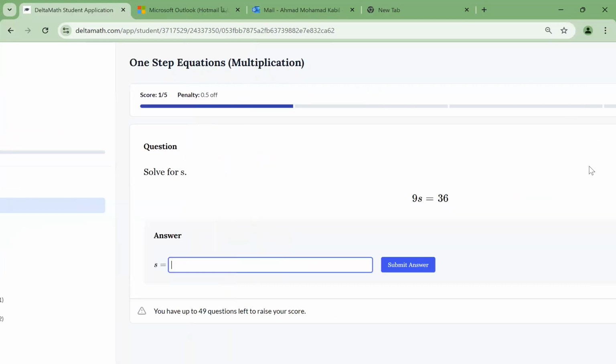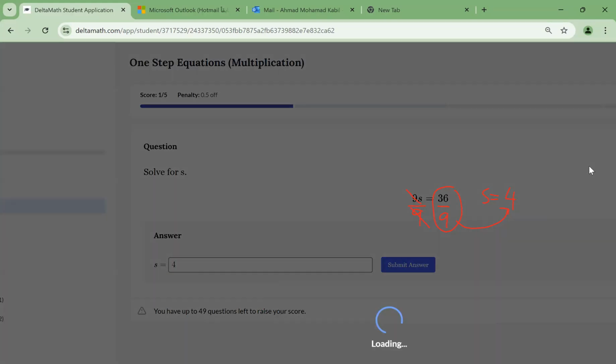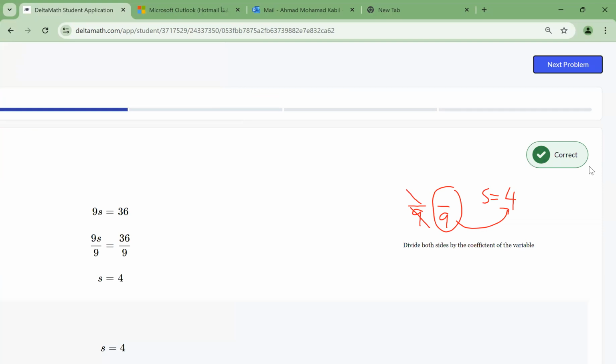Here we have 9s equals 36. So in order to isolate the s, we need to divide both sides by 9. Therefore, the 9 cancels out, and s equals 4, because 36 divided by 9 gives us 4. So 4 would be the answer here. This is correct as well.